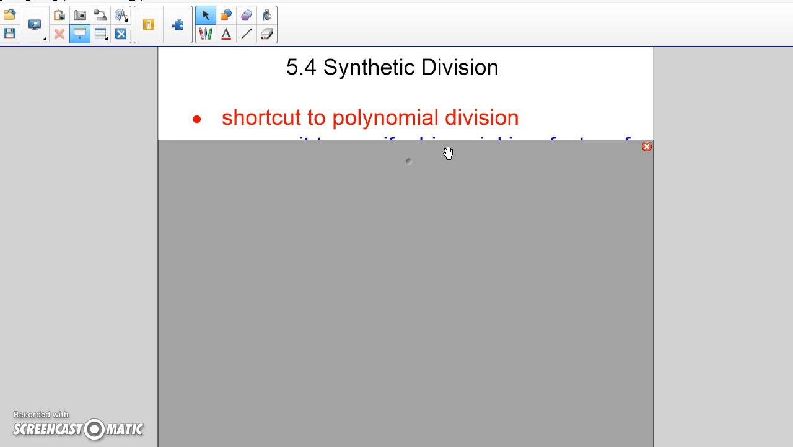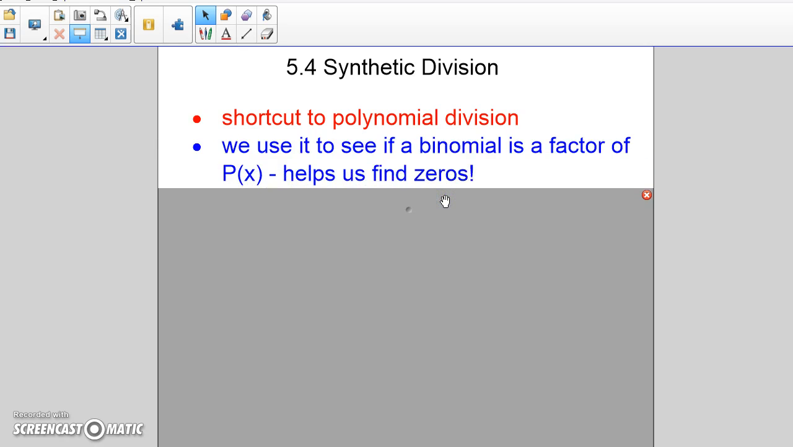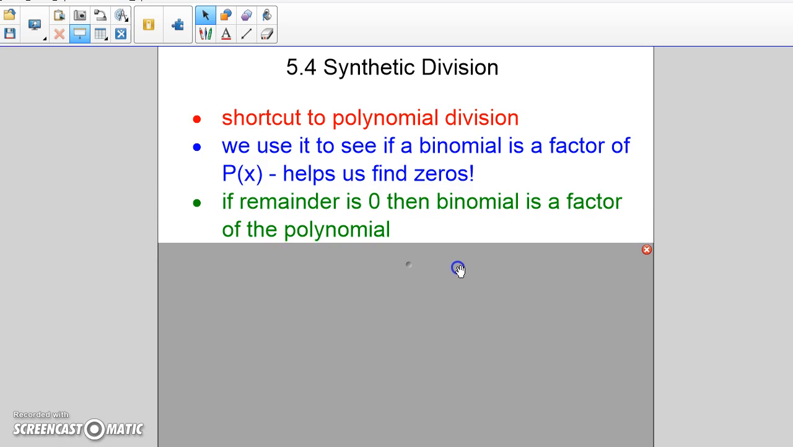Please write this down in your notes. It's a shortcut that we use to figure out factors of polynomials. Why? So we can eventually find their zeros. What we do is we use synthetic division to see if a binomial is a factor of the polynomial, and like I just said, it helps us find the zeros. If the remainder is 0 after we do all our work, then the binomial is a factor of the polynomial, and then we can move on to finding the rest of the zeros.